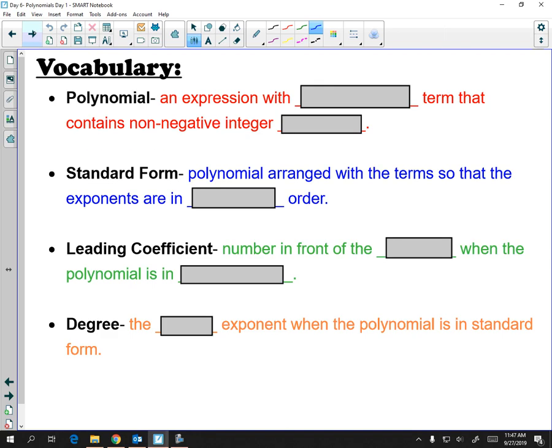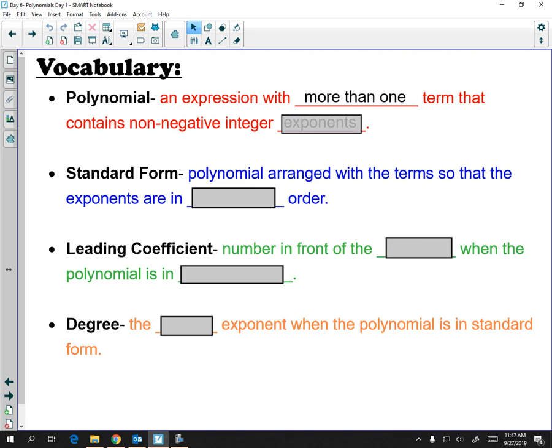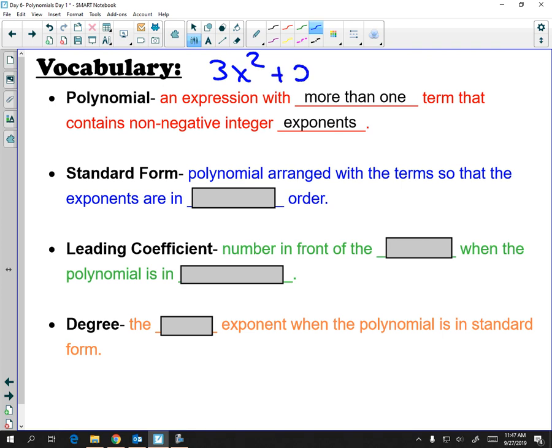What is a polynomial? A polynomial is an expression with more than one term that contains non-negative integer exponents. For example, 3x squared plus 2x minus 5 is a polynomial. But as soon as you make it 3x to the negative second power, that is not a polynomial. We want our exponents to be positive.